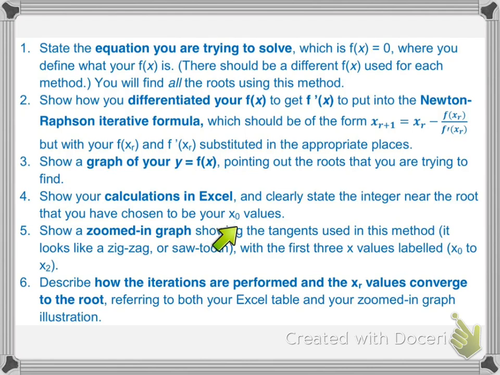You only need to illustrate this for one of the roots, but you need to show the calculations for all 3 roots and show that you've checked for change of sign for all 3 roots. You need a zoomed in graph showing the tangents, and that's all annotated as I showed you earlier. You also need to describe how the iterations are performed and refer to your Excel table, what happens with the calculations, and refer to the graph and what happens with the tangents.